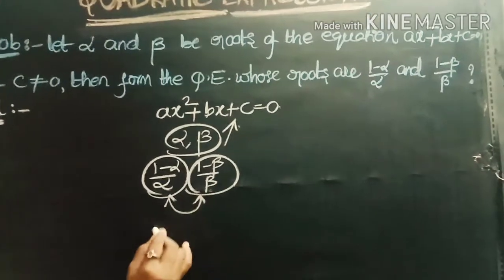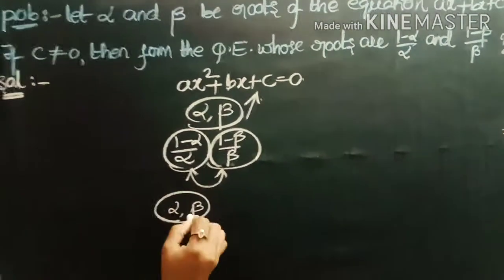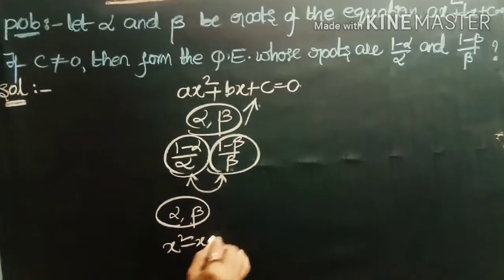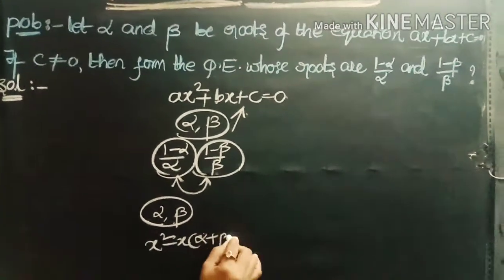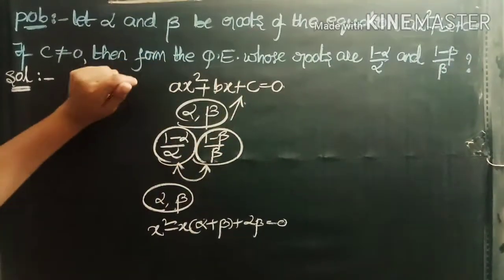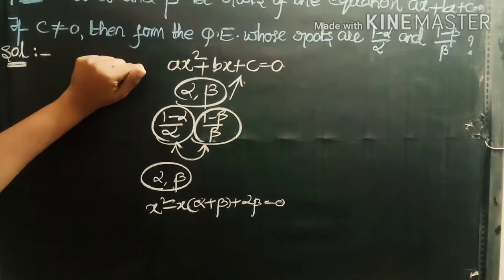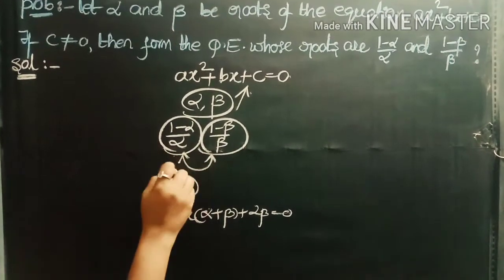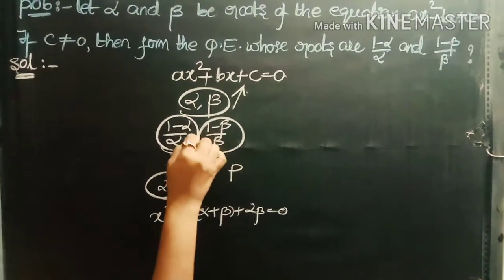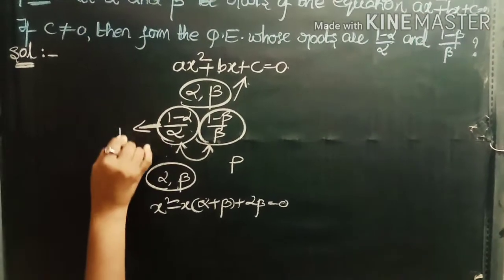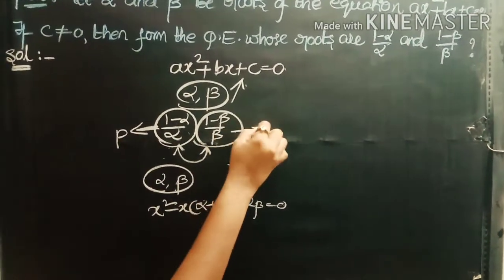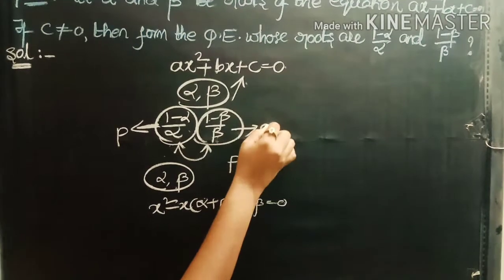So already we know that if alpha, beta are the roots of the equation, then the quadratic equation is x² - (alpha + beta)x + alpha beta = 0. Now here we have two methods to solve this problem. This is the first procedure. In this procedure, first we take the first value (1 - alpha)/alpha as p, and the next value (1 - beta)/beta as q.